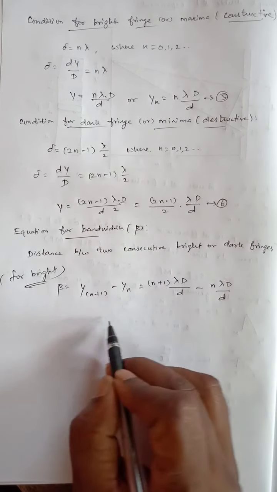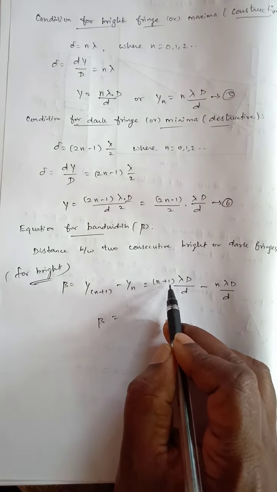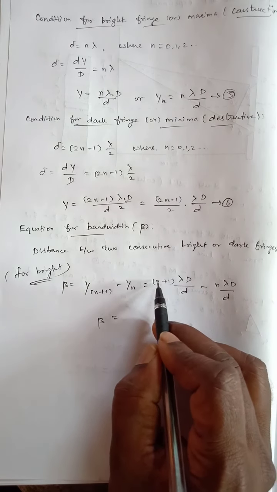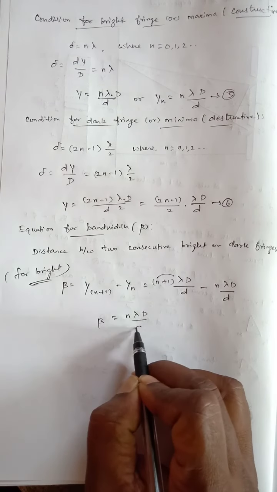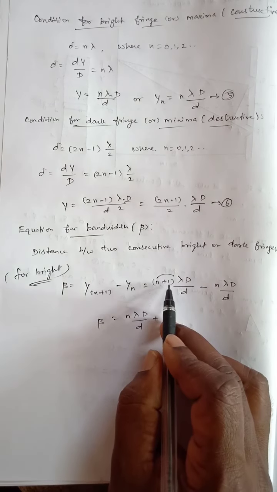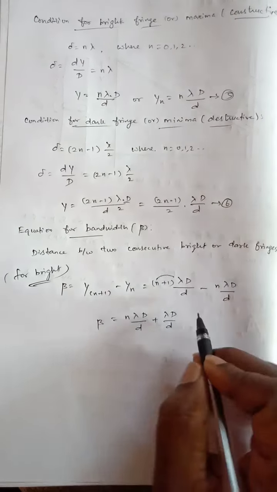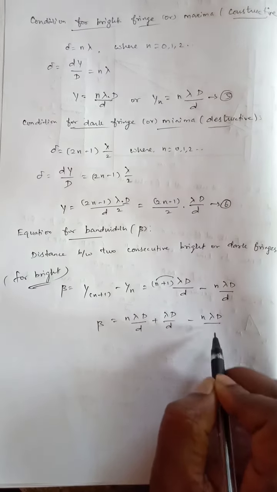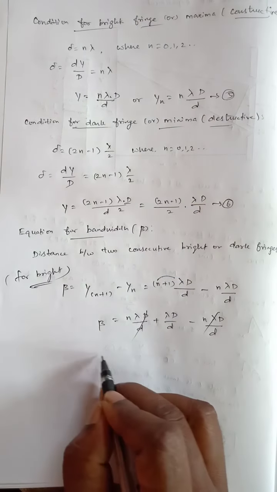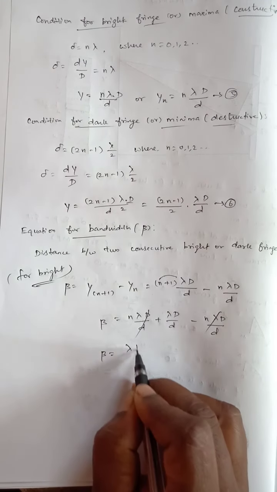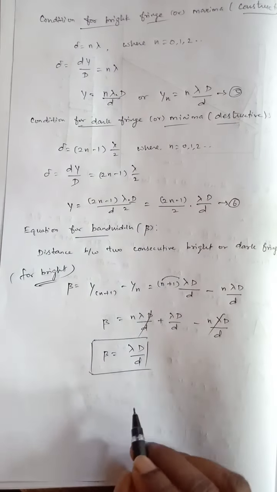So we have beta on the left side. On the right side, lambda D by d is common, so we multiply separately. First we write n into lambda D by d, plus 1 into lambda D by d, minus n lambda D by d. Here the plus and minus terms cancel, so we have beta equal to lambda D by d. This is the formula for the bandwidth.